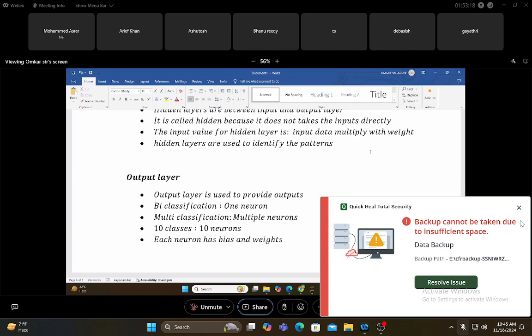Now the output layer. Binary classification means only one neuron. Multi classification means multiple neurons. Suppose there are 10 output classes, so 10 neurons are required. Yes or no, only 2 classes, then only 1 neuron is enough. But with 10 classes, 10 neurons. So tomorrow we'll connect again and discuss in more detail. Okay, thank you so much.